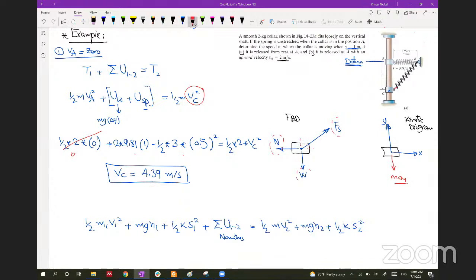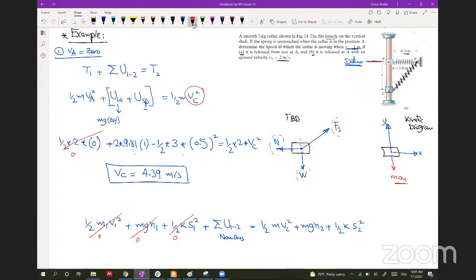So we know that v1 is equal to 0. So this part will be equal to 0. And also we know that our datum is here. So the h at A is equal to 0. So this will be 0. And also we know at A that the spring is unstretched. So this part will be also 0.